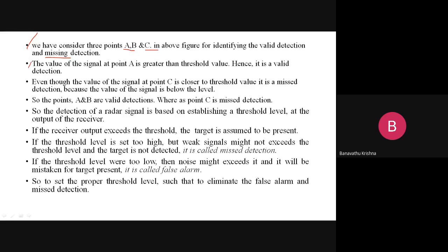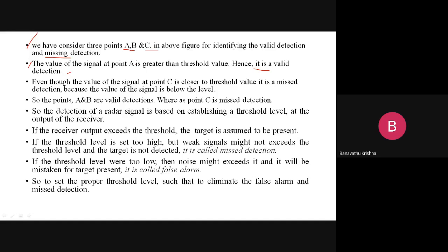Next point. The value of the signal at point A is greater than the threshold value. Means what happened here? Hence, it is a valid detection. As I told you in the previous slide, at point A, the signal level will cross over the threshold level. So the target is present. We can identify the target is present in the space. So it is a valid detection.